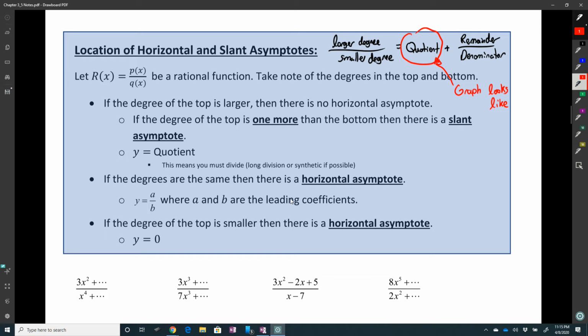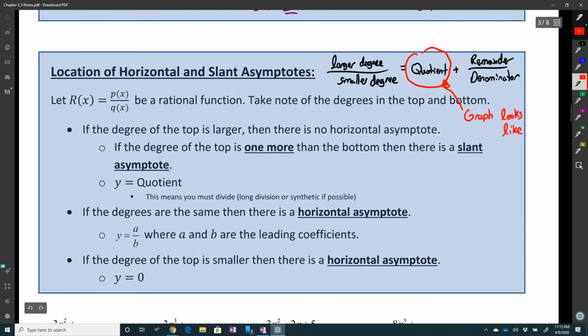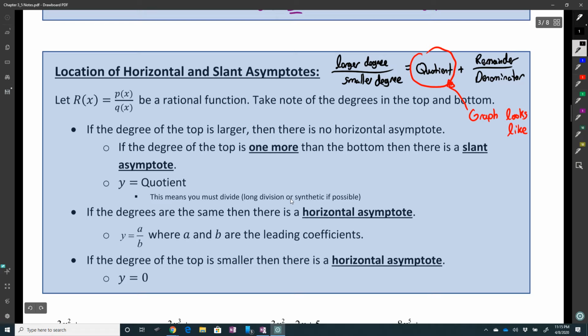So let's start with this one down here. I don't know why I put that top one as the other one. Oh, okay. So if the degree of the top is larger, then there is no horizontal asymptote. Okay. So if the degree of the top is larger, then the quotient is going to have an x in it. And if the equation has an x in it, then it's not horizontal.